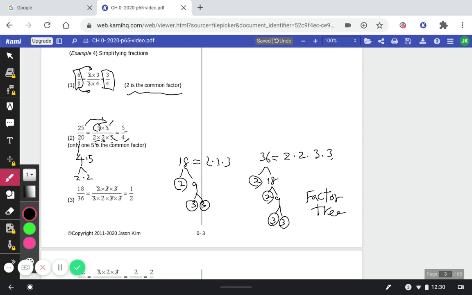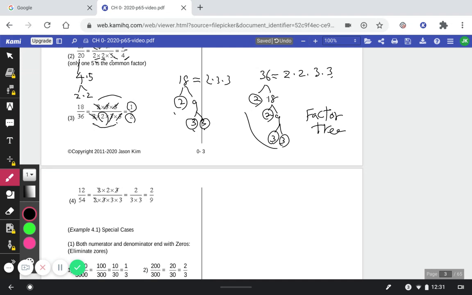So you end up with 2, 3, 3 on the top, and you end up with 2, 2, 3, 3 multiplied on the bottom. So 2 and 2 cancel out. 3 and 3 cancel out. Another 3 and 3 cancel out. On the top, you have nothing left. When there is nothing left, you put 1. On the bottom, 2 is left. So you put 2. So 18 over 36 can be simplified as 1 over 2.